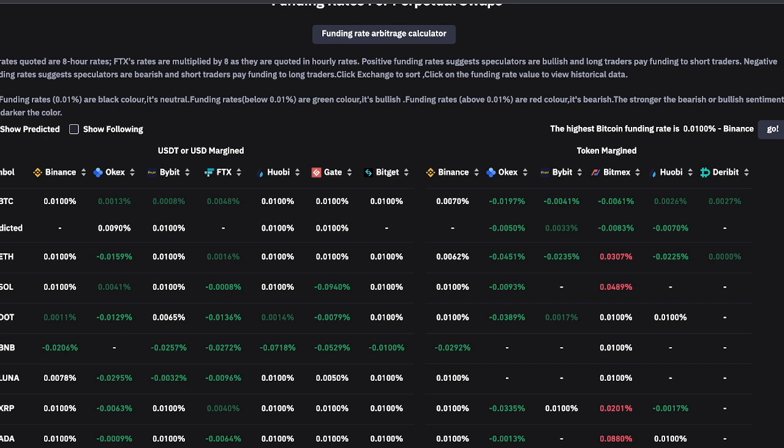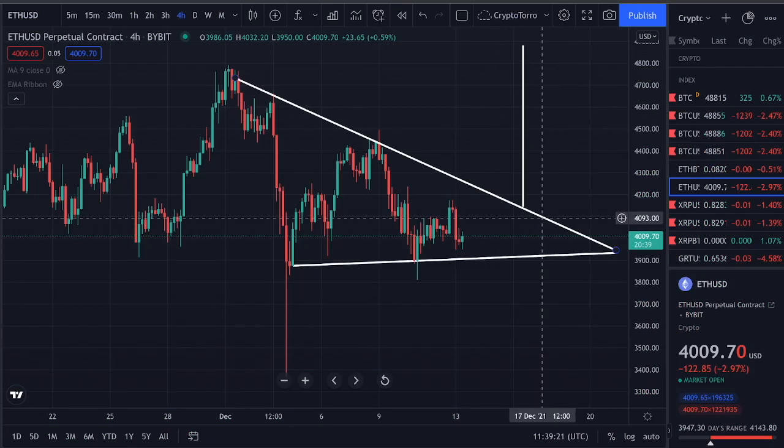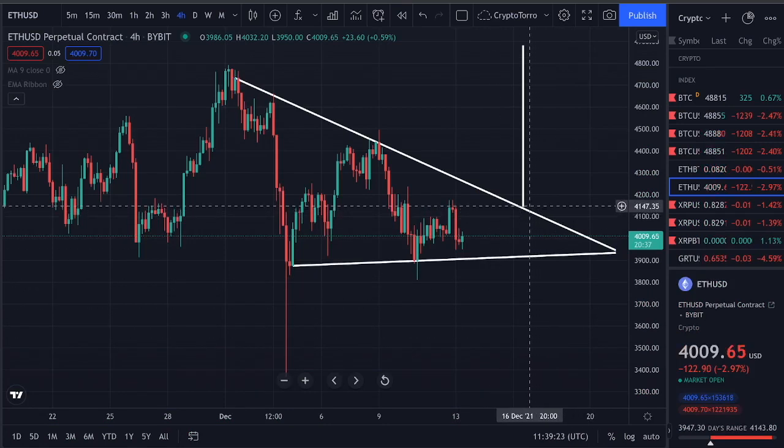I personally will be entering a long trade on Ethereum once we break out outside of this pattern at approximately 4,147 US dollars with 3x leverage, and I would like to hold this position all the way towards a new all-time high. And I definitely think this is absolutely a great opportunity for the long term.